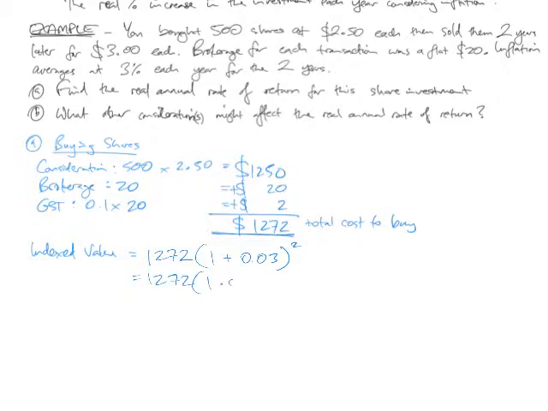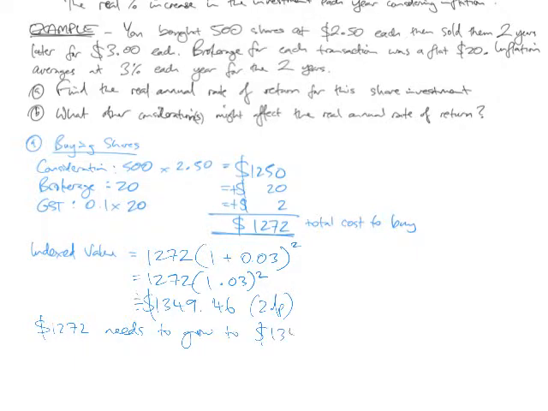1272, 1.03 to the power of 2. 1.03 to the power of 2 is that, times 1272. That comes to approximately 1349.46 to 2 decimal places. So 1272 needs to grow to $1349.46 to keep its value after 2 years of 3% inflation.